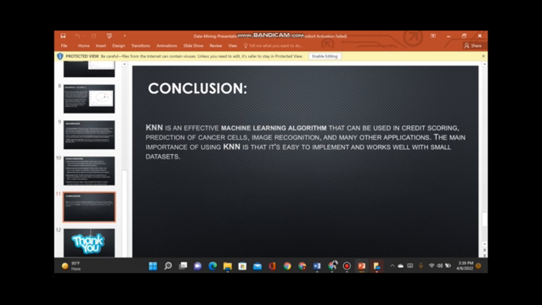At last, the conclusion. KNN is an effective machine learning algorithm that can be used in credit scoring, prediction of cancer cells, image recognition, and many other applications. The main importance of using KNN is that it is easy to implement and works well with a small dataset.